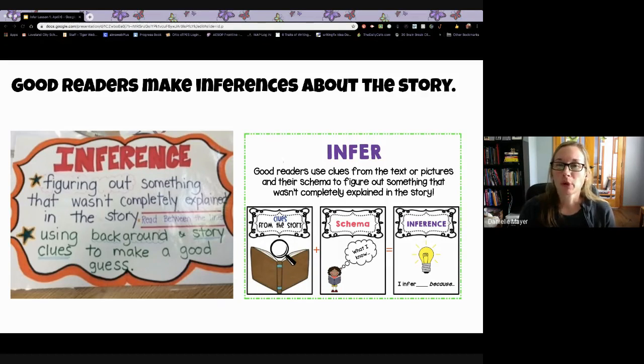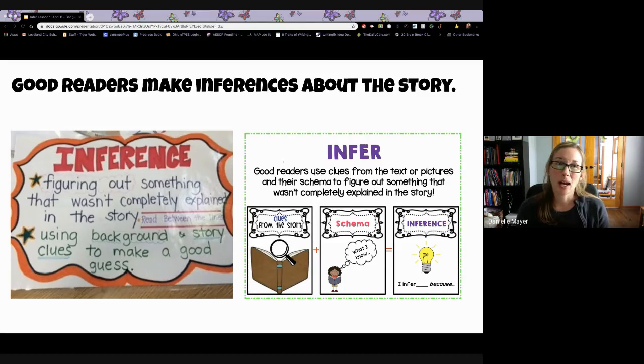So right before spring break, we started talking about how good readers make inferences about the story. And remember, an inference is something that you have to figure out that the author did not completely explain in the story. We talked about how it's sort of like reading between the lines. We need to use the clues from the story and our schema, or background knowledge of what we already know, to make a guess or an inference about the story.